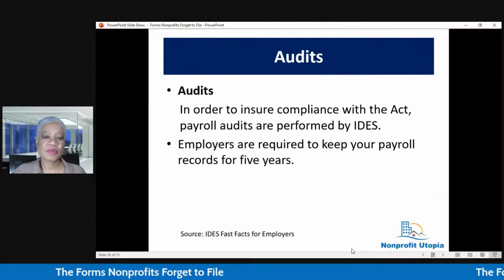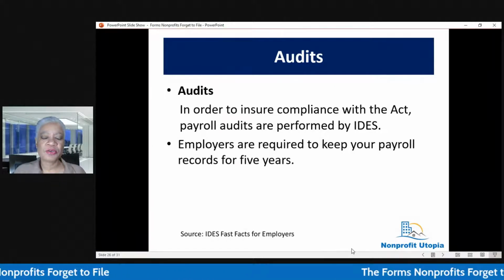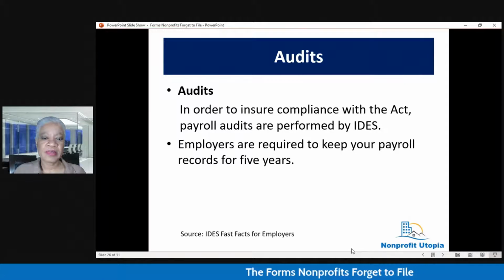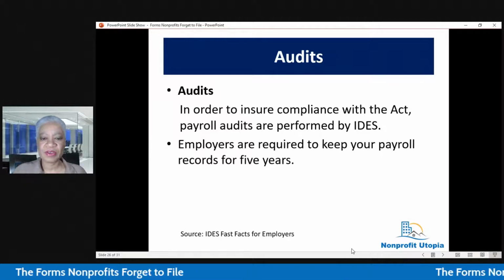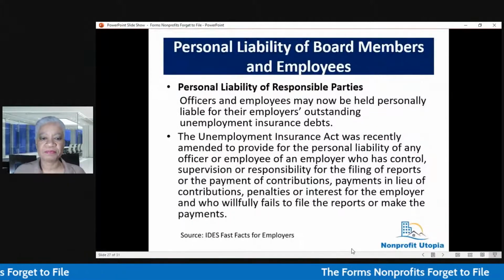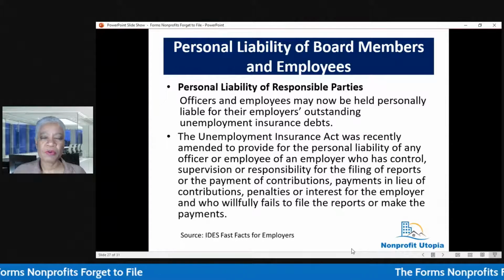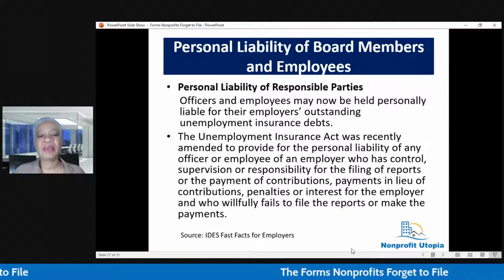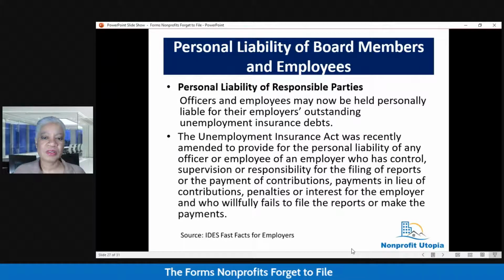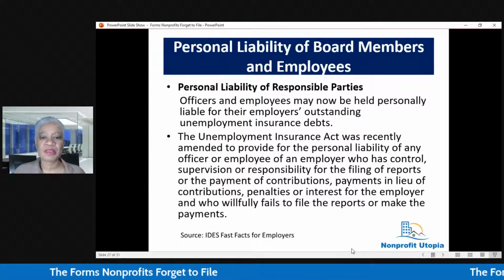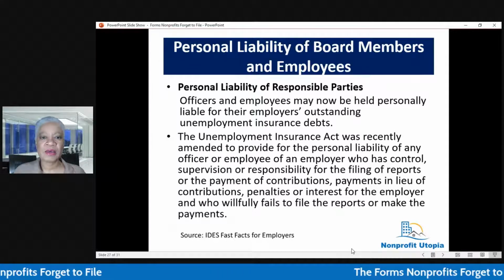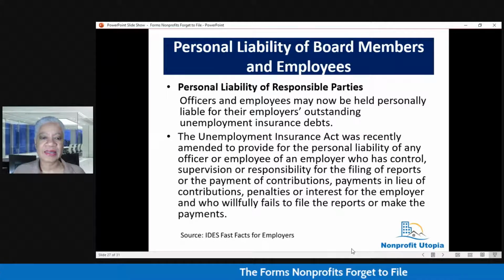And IDES is going to audit you, just to make sure that your payroll is what you say it is. So you need to keep your payroll records for 5 years because you don't know when that audit is going to be. And check this out. You are personally liable if you are a board member, or you could be. I don't want to say you are. You could be personally responsible to pay if you're a board member of this organization or you're an employee who has the responsibility for completing these forms.